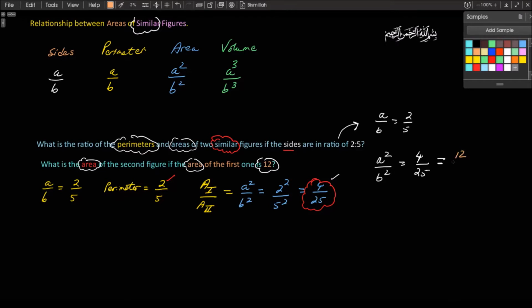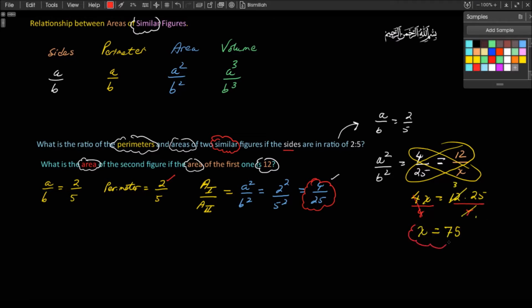So we just set up a proportionality like this. The ratio of the areas will be 4 over 25. And if the first area is 12, what would be the area of the second figure, x? So we set up a proportionality, and then we solve for x. We solve this by cross multiplication. So you would have 4x is equal to 12 times 25. And you can divide both sides by 4 like this. And you simplify, you get x is equal to 75. So the area of the second figure will be 75.